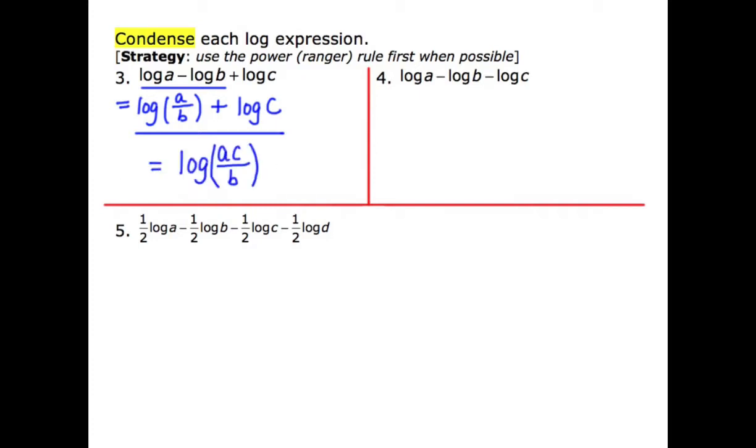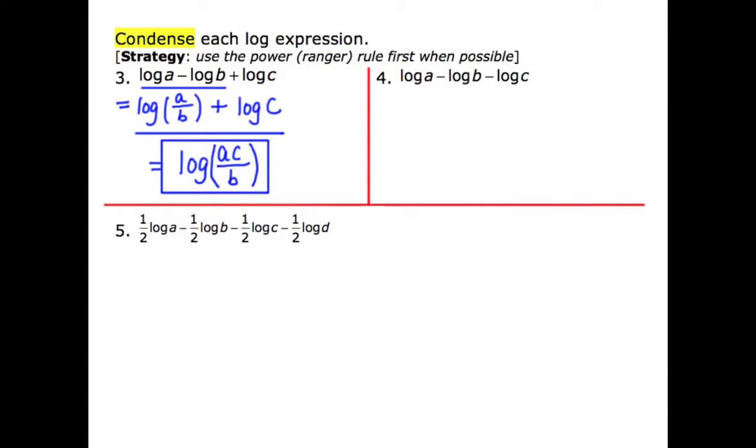So in the beginning, I had 3 terms with the word log, and in the end, I've condensed it to just a single term with the word log. So this has been fully condensed. Moving to example 4, we have the log of A minus the log of B minus the log of C. So 3 and 4 look really similar, except there are more negative terms in this problem than in number 3.